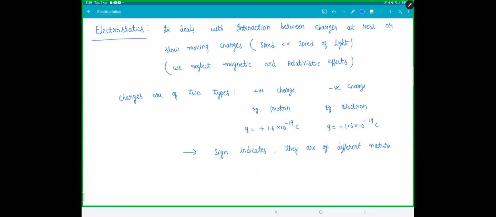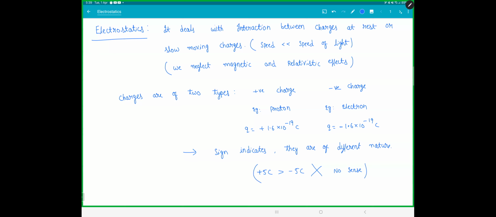So you can't say, plus 5 coulombs is greater than minus 5 coulombs. It doesn't make sense. This has no sense. Getting it? So there's nothing like positive charges are greater than negative charge. It's not a number. Getting it? The plus and minus is simply an indication they're of different nature.